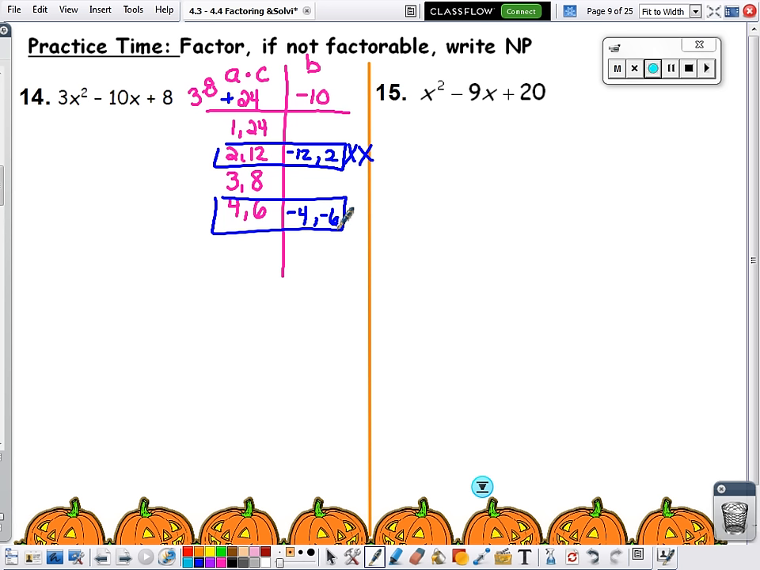That is step 1. Step 2 is to take your middle term and replace it with the two numbers we found. So we have 3x squared minus 4x minus 6x plus 8. Notice I've kept the first term and the last term the same. I'm just replacing the middle term. Now we are going to group.